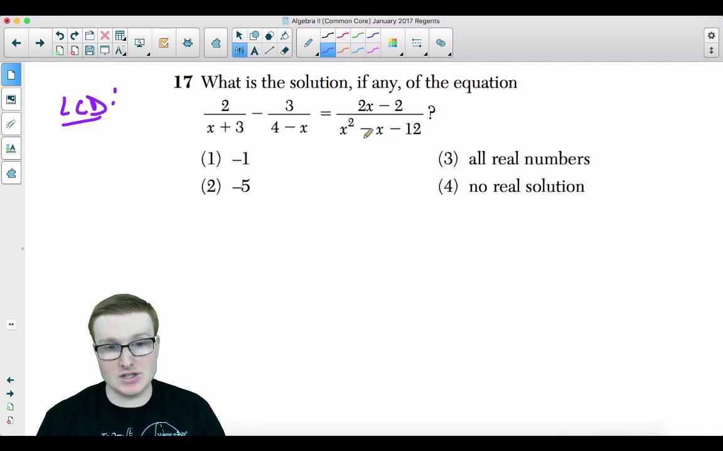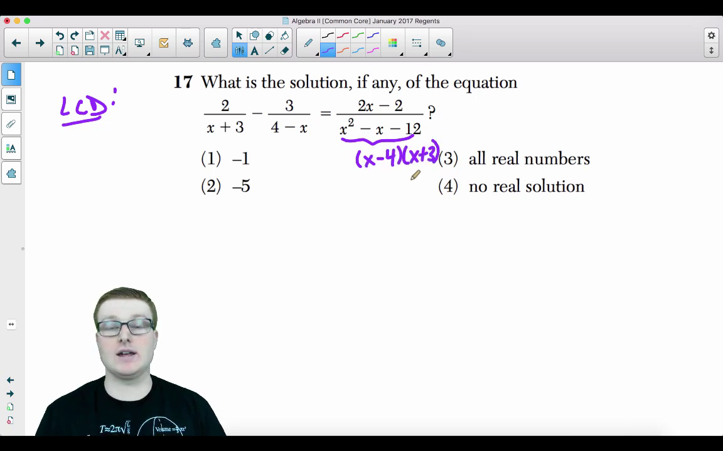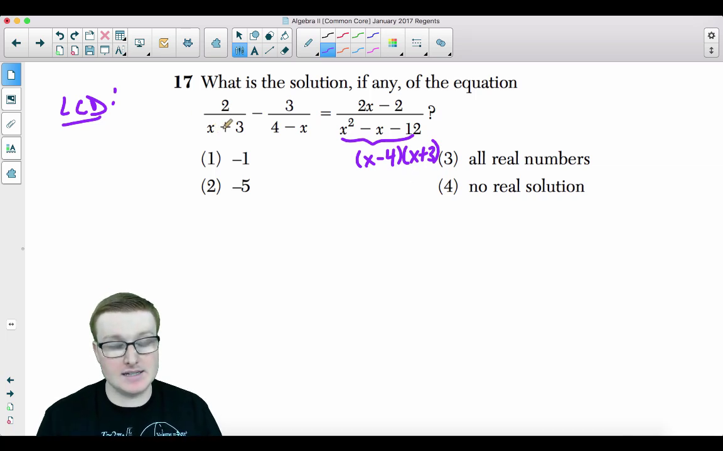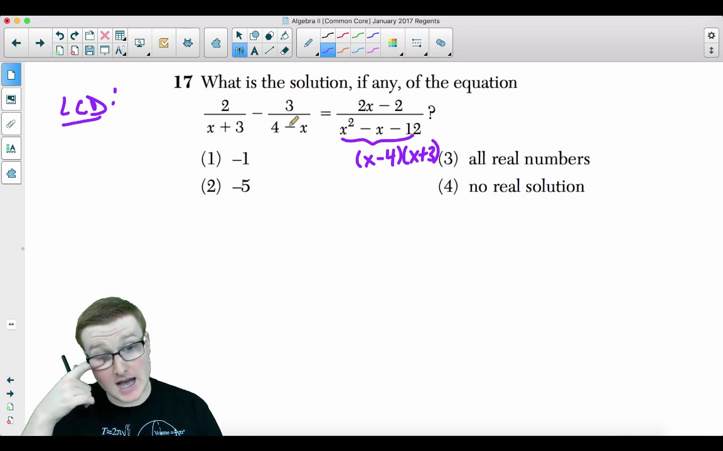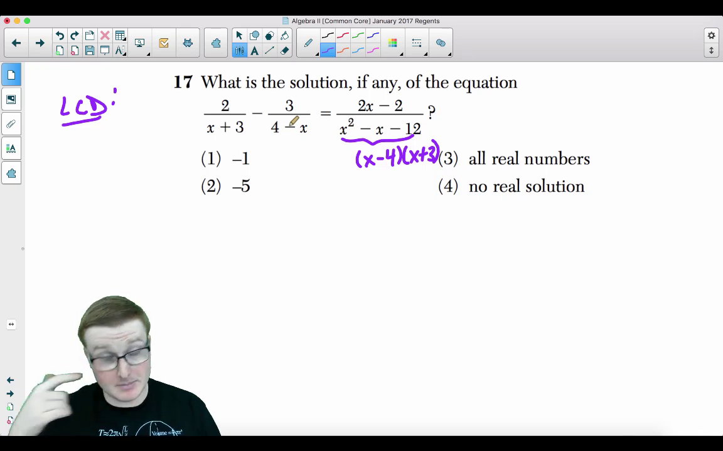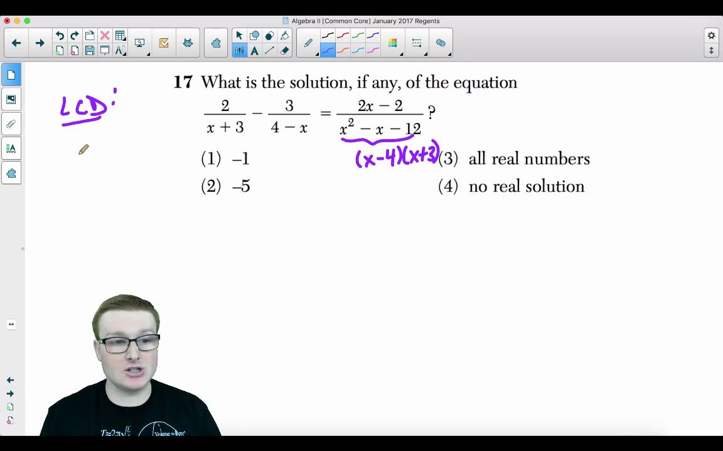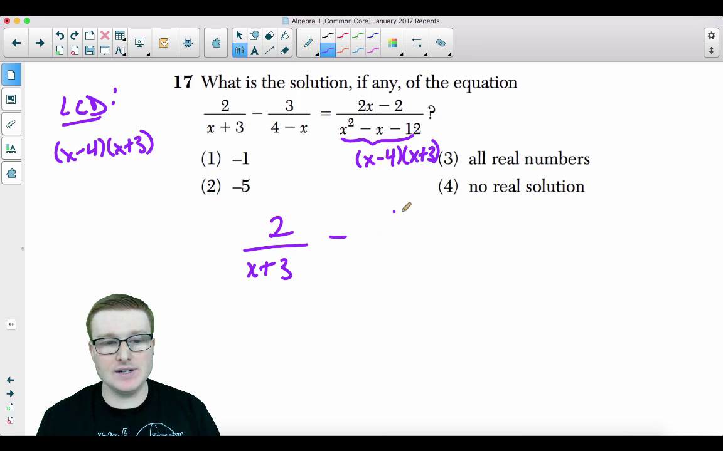Okay, I'm going to factor this real quick. The factor of x squared minus x minus 12 is x minus 4, x plus 3. Okay, this is x plus 3, and this is 4 minus x. So the least common denominator, and I know it's going to bother some of you, is actually just x minus 4, x plus 3. So what your goal is now is to make every denominator look like x minus 4, x plus 3.